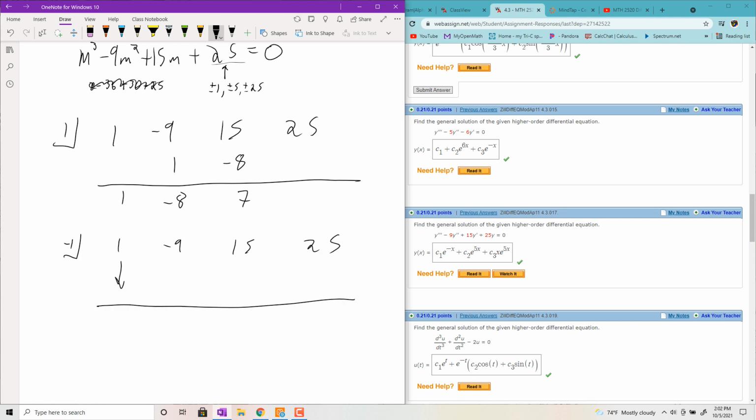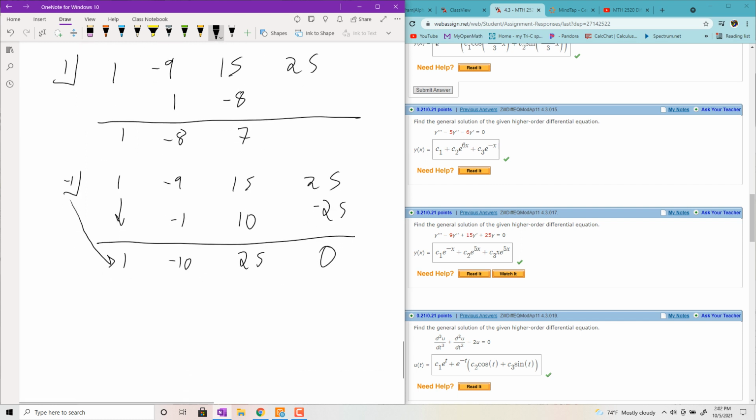Okay. So you bring down this guy, and then negative 1 times 1 goes here, right? And then you add the column, so you get negative 10. And then negative 1 times negative 10 is positive 10 that goes there. So you get 25. And then negative 1 times 25 is negative 25, so you get 0, so that one works. So as a real root, how does this work out? I'll have m minus negative 1, and then these guys are the coefficients of the remaining part of the polynomial, right? So it'd be m squared minus 10m plus 25 equals 0.